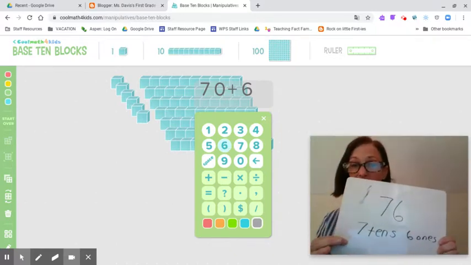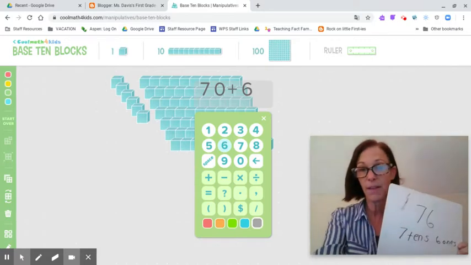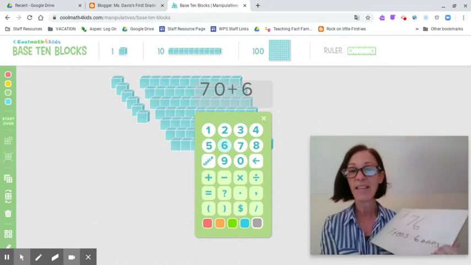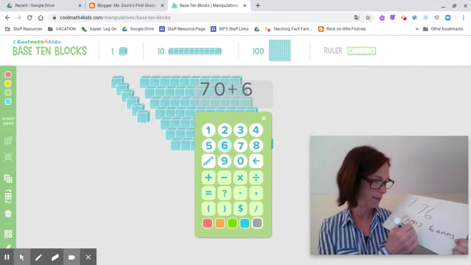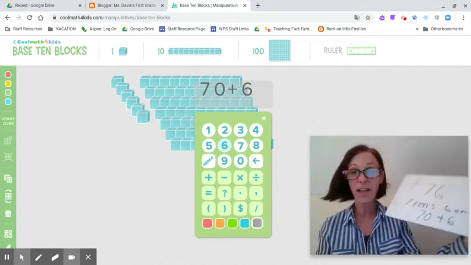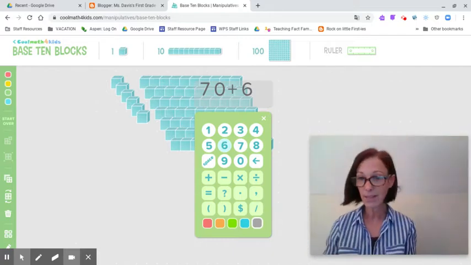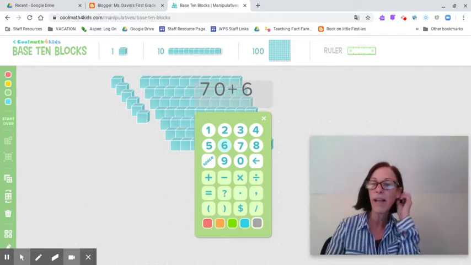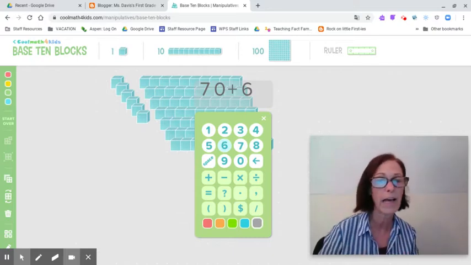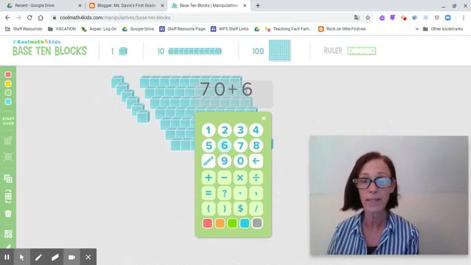Standard form, tens and ones form, 70 plus 6 is expanded form. 70 plus 6. They all equal the number 76. Gosh, guys, nice job. All right. I'm really working on that word value, hopefully you know what it means.